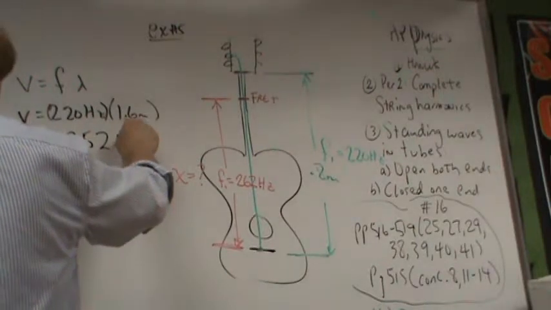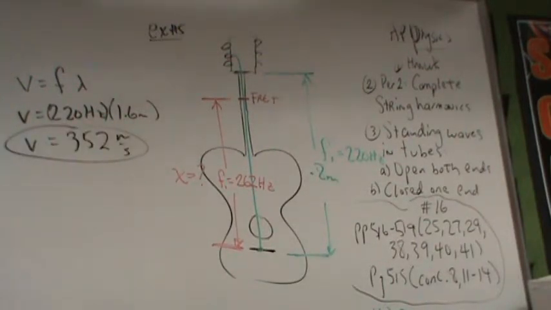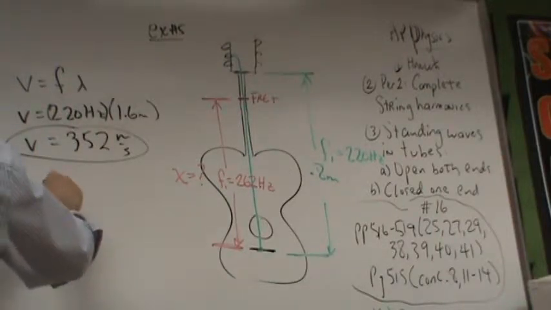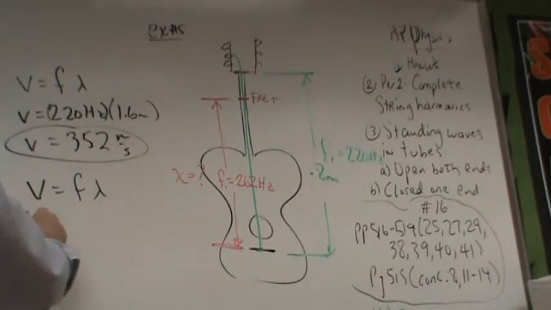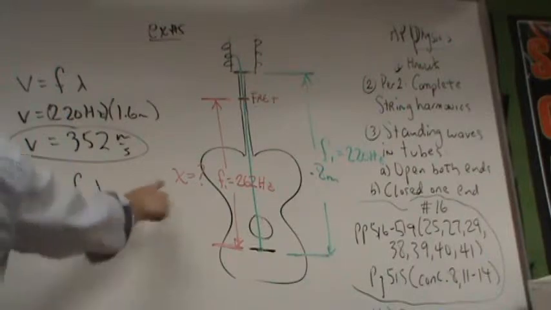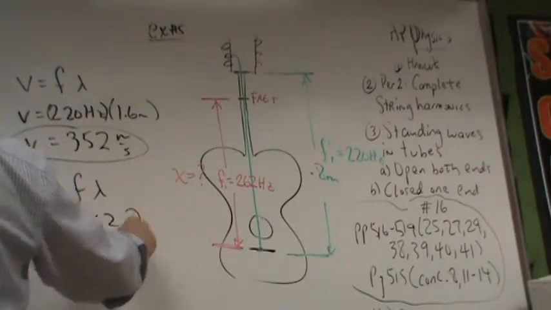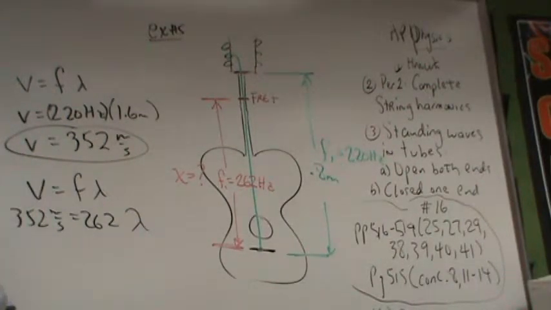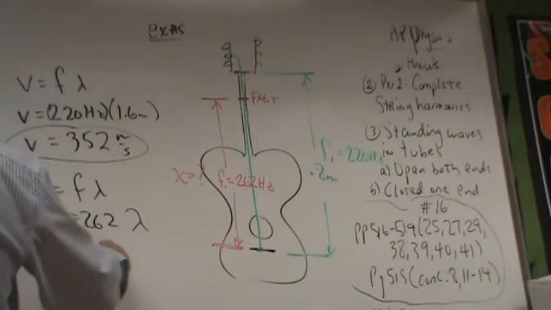I blame myself. Okay. The speed of the wave on the string is 352. So now I'm going to do V equals F lambda again. I got 352. I want a frequency of 262, and I need my wavelength. So I got 352 divided by 262, and I got 1.34 meters.